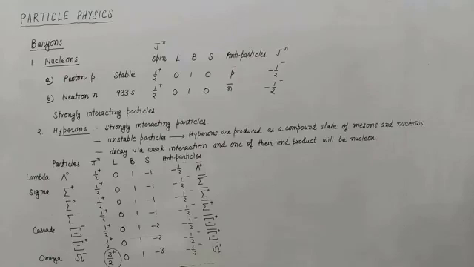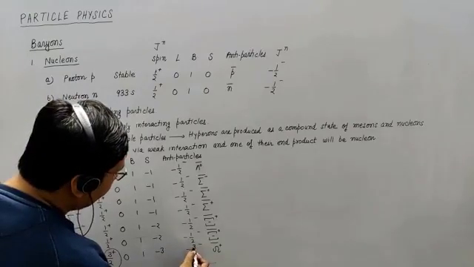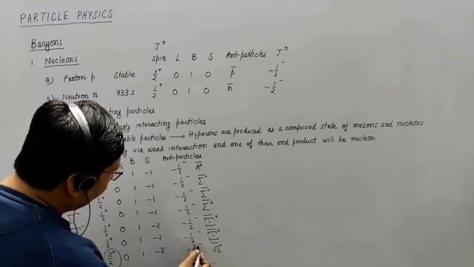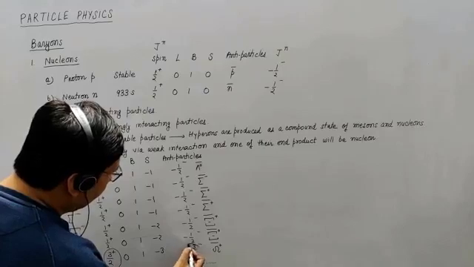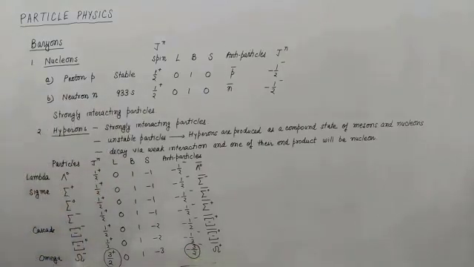These are the L number, B number, strangeness number and antiparticles of this. Here I have wrongly written for this antiparticle. So this will be 3 by 2 minus. So you should be careful about the spin and parity of this omega particle and its antiparticle.